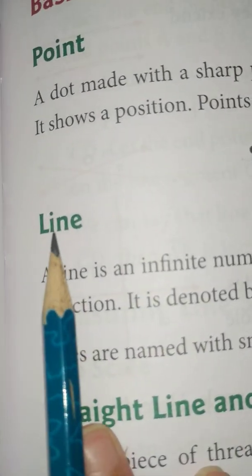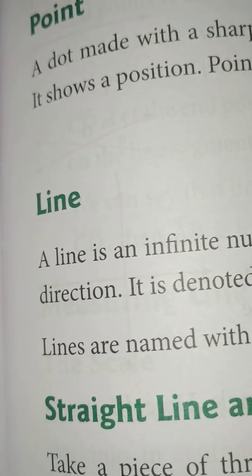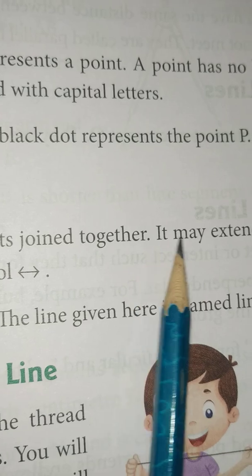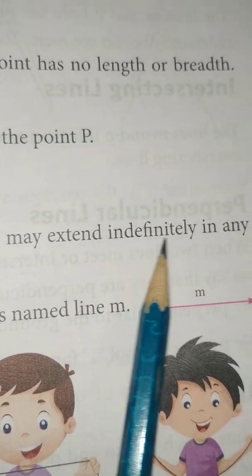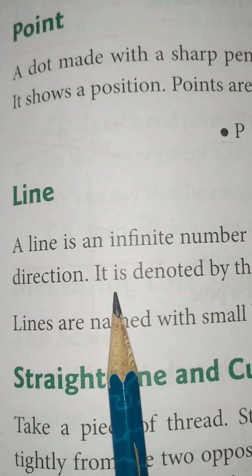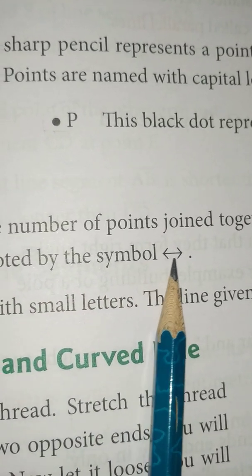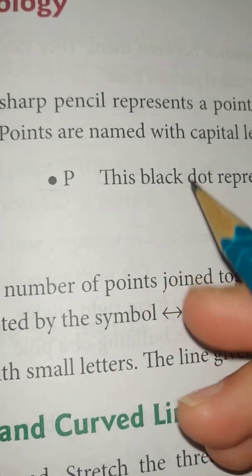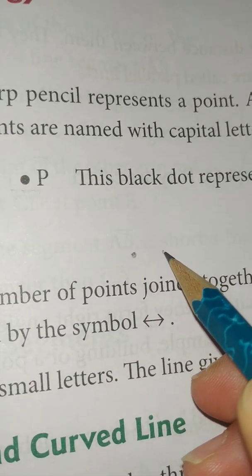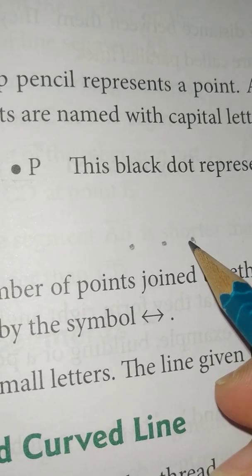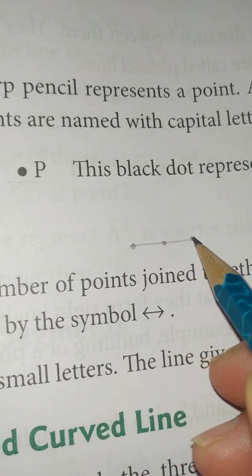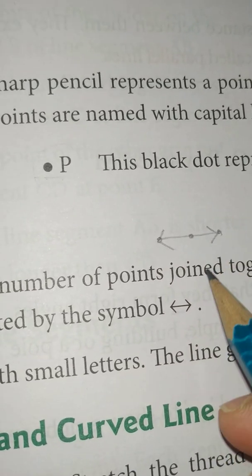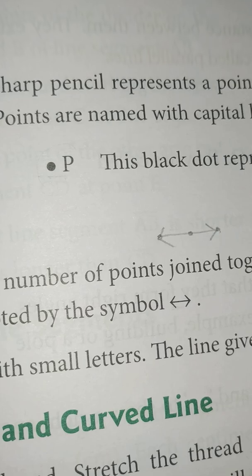Okay, now next is line. So what is a line? A line is an infinite number of points joined together. It may extend indefinitely in any direction. It is denoted by this symbol. When you join different points together, like here is one point, here is another, here is another, so when you join all these points together, this will form a line. You can extend the line in both directions indefinitely.